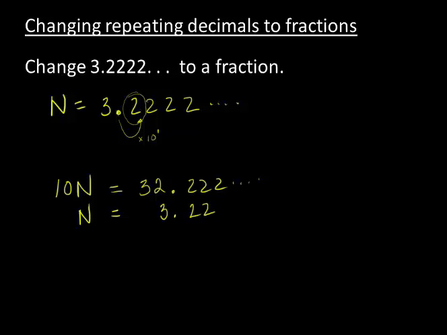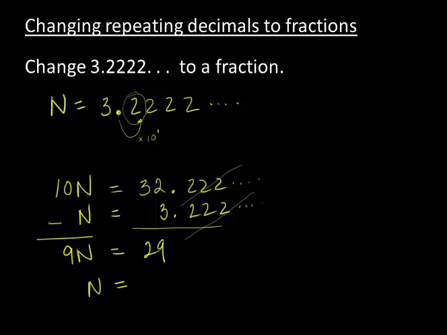Now, if I just subtract n the way I did in the last example, notice I subtract 3.2222. Notice you have to line up the decimal points. Subtracting, I have 10n minus one of them, which is 9n, and all of the decimal part goes away. And when we subtract, we get 29. n is equal to 29 over 9. So this number here, 3.222 repeating, is 29 over 9.